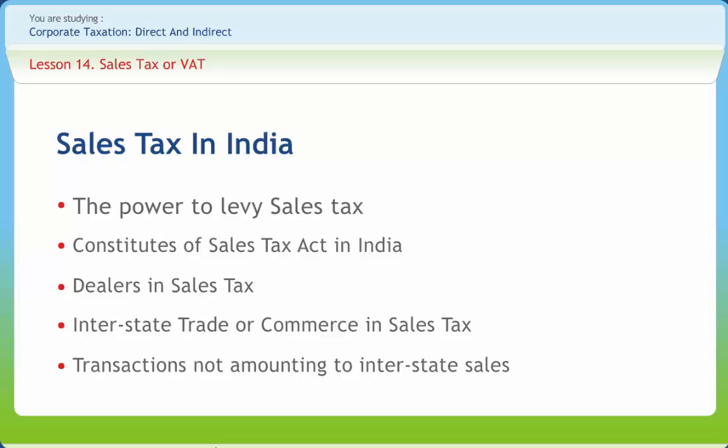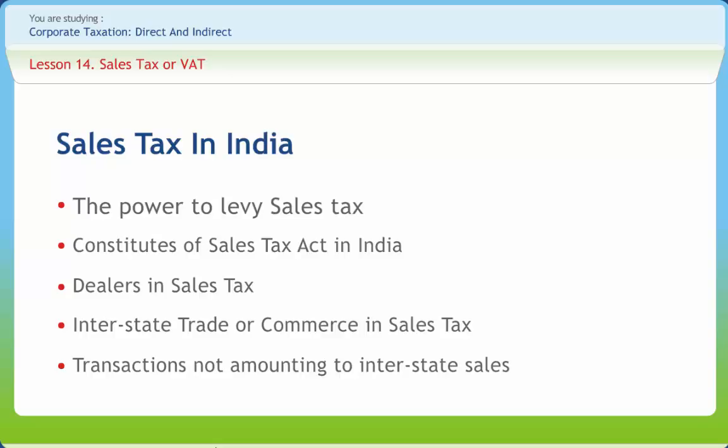According to S3, a sale or purchase shall be deemed to take place in the course of interstate trade or commerce in the following cases: when the sale or purchase occasions the movement of goods from one state to another, when the sale is effected by a transfer of documents of title to the goods during their movement from one state to another. Not all dispatches of goods from one state to another result in interstate sales. Rather, the movement must be on account of a covenant or incident of the contract of sales.